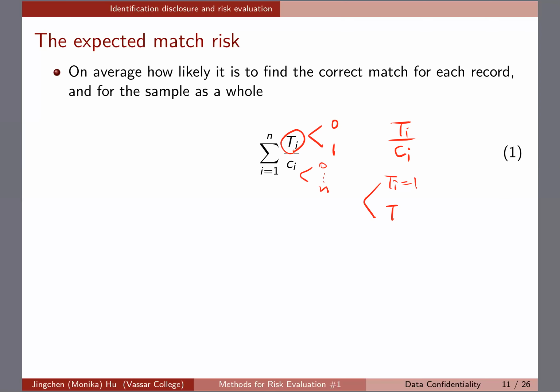When Ti equals 0, the whole term is going to be 0, meaning that even if your Ci is really small, like you only have 2 records with the matched combination, but your true match is not among them, there's no chance the intruder will be able to guess which person. He can still guess, but there's no chance to guess correctly because my true match is not among them. Okay, so that's how you can think of this ratio, and we do that for every record, as you can see over here, and then sum them up.